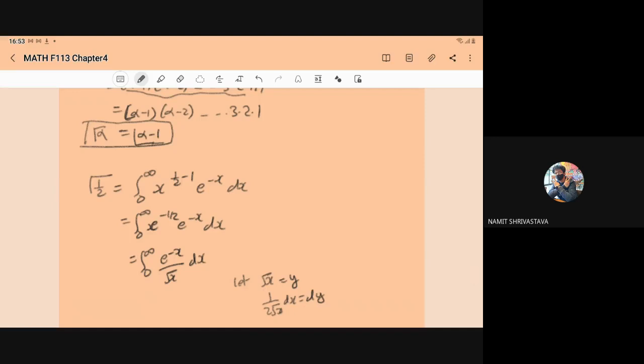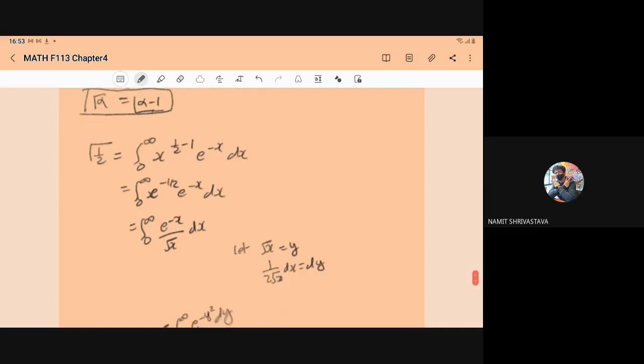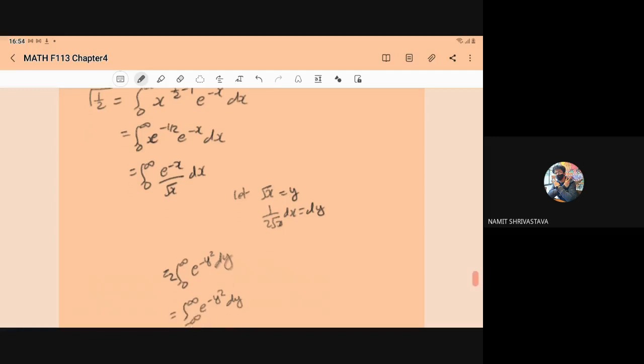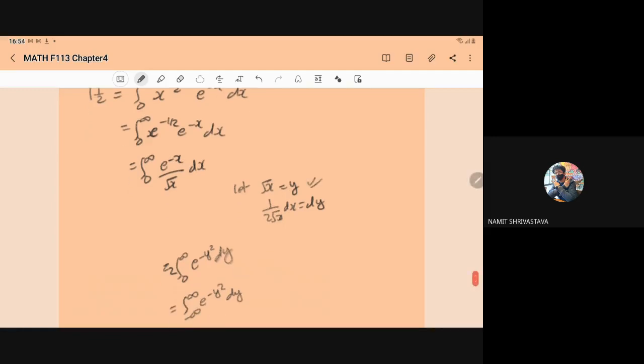Gamma of half means, by definition, the integral from 0 to infinity of x to the power alpha minus 1 e to the power minus x dx. So x to the power half minus 1 e to the power minus x dx. That can be written as the integral from 0 to infinity of x to the power minus half e to the power minus x dx, which is the integral of e to the power minus x upon root of x dx. If you assume root of x is equal to y, then 1 upon 2 root of x dx is equal to dy, that you know.